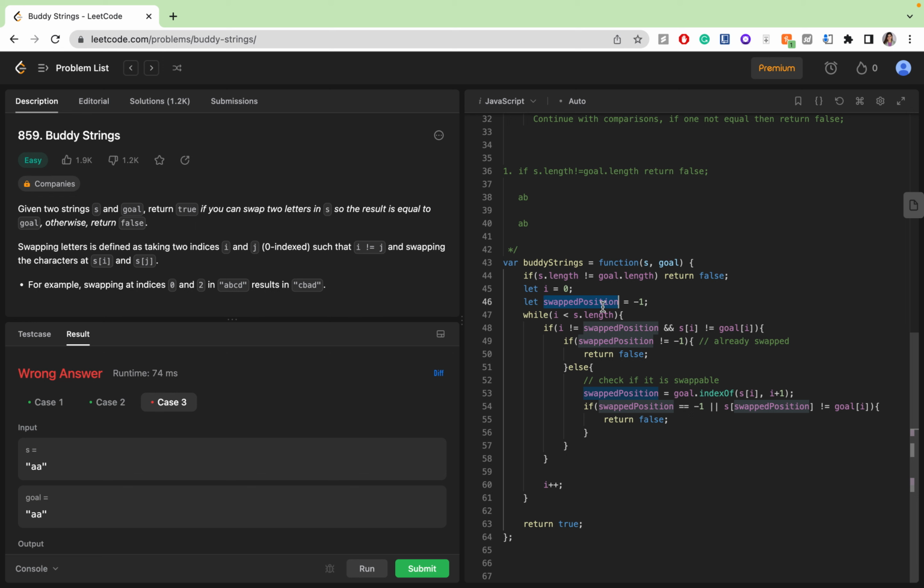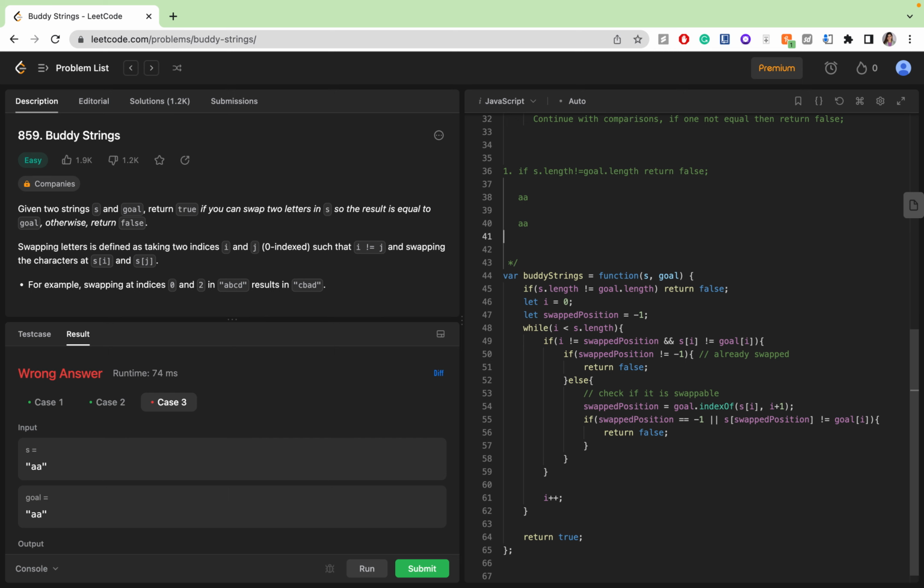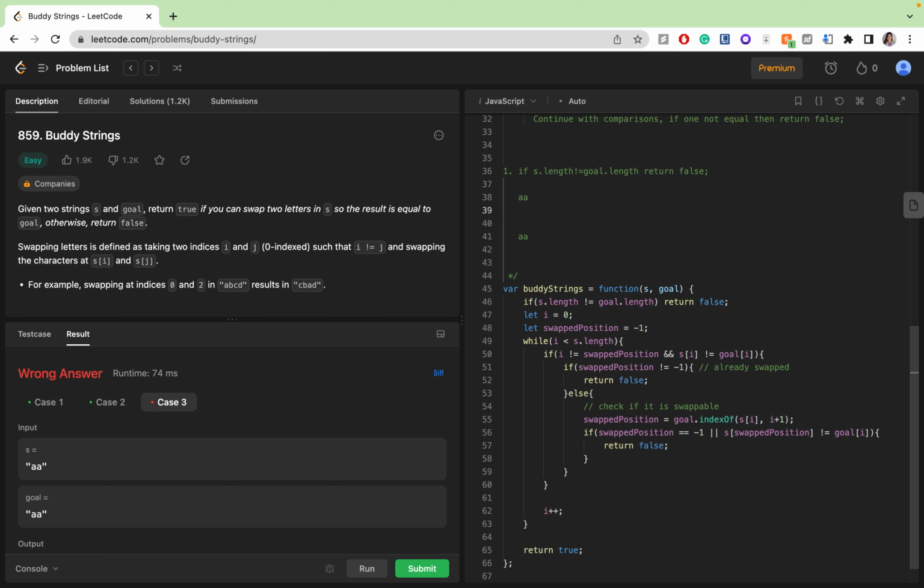What I can do is I can see swapped position actually, AA and AA. I think my old logic was wrong from the beginning, because I only did it when it is not equal. But what if it is equal? Then also I might have been able to swap it, right? So this is AA and another is AA.